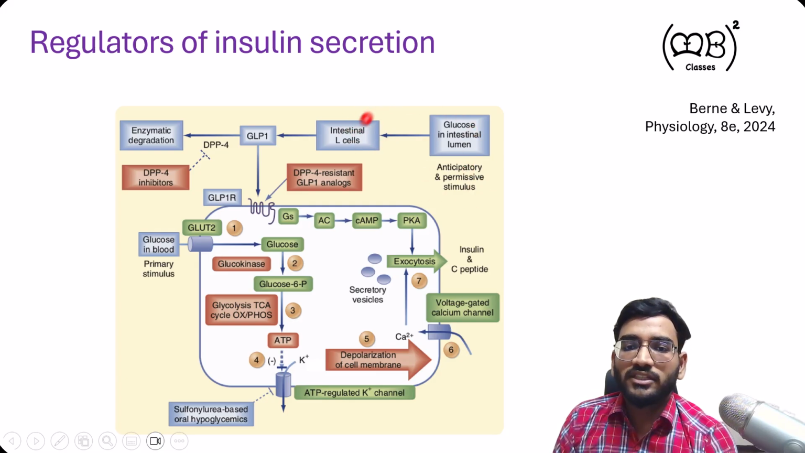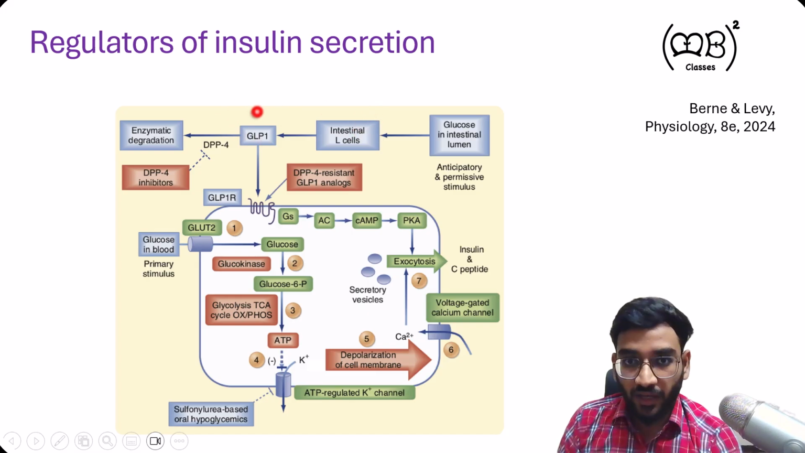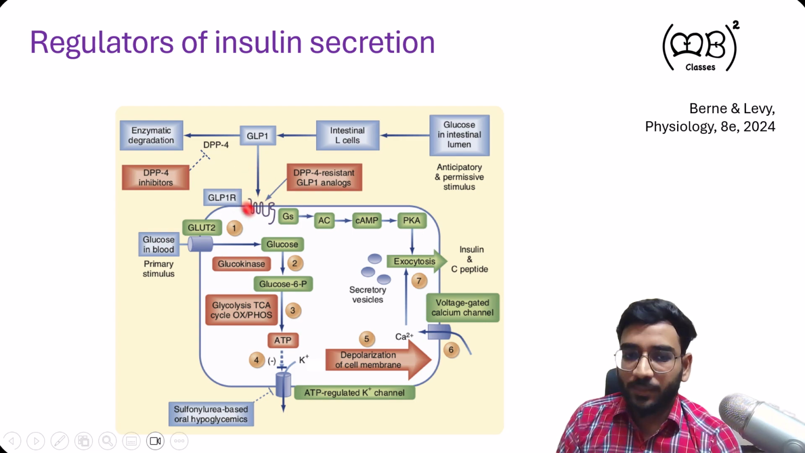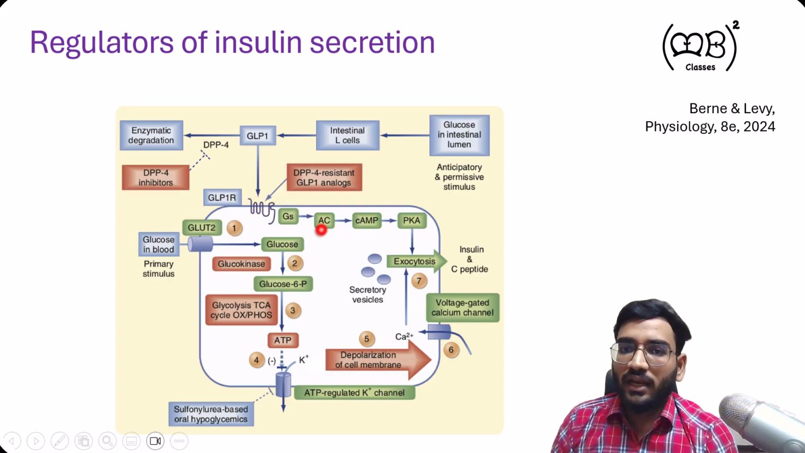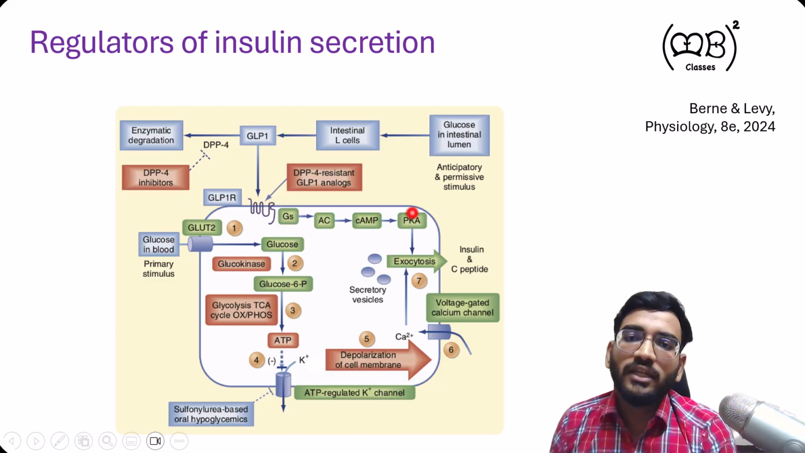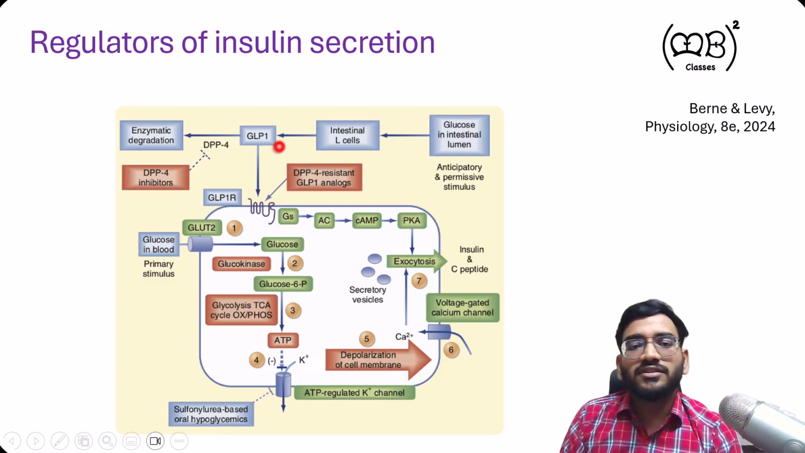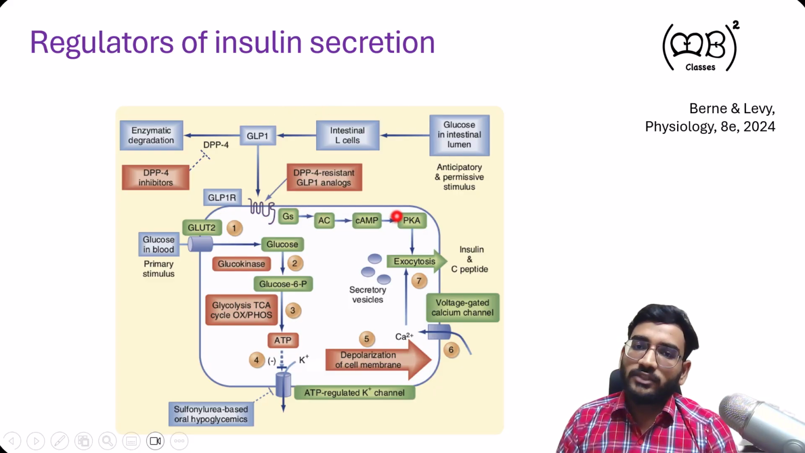It will be sensed by the intestinal L cell. Intestinal L cells will release GLP-1. GLP-1 will act on the GLP-1 receptors, which are G protein coupled receptors of the Gs subtype. This will activate adenylyl cyclase, leading to increased cyclic AMP, and the cyclic AMP will lead to an increase in protein kinase A. Protein kinase A will lead to exocytosis. So this is how the anticipatory or the incretin feed forward mechanism takes place.